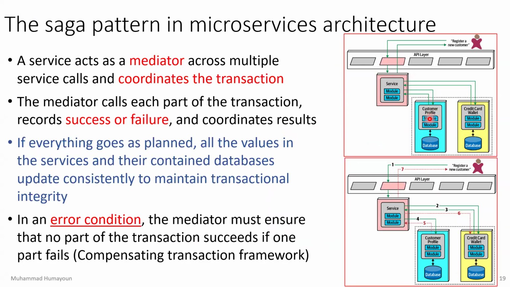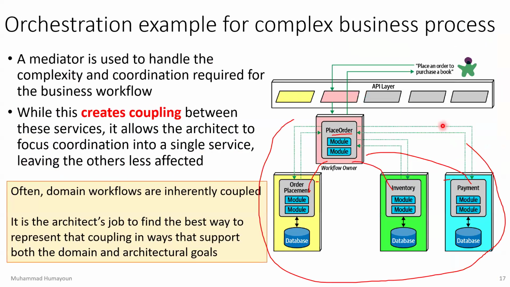Ideally, these services shouldn't be too many. For instance, in this service, you fetch data related to customer profile, you fetch data related to credit card wallet, and then when you are registering a new customer, you communicate with both services. So this example is precisely what we saw over here, like placing an order to purchase a book. So this is also an example of the saga pattern.